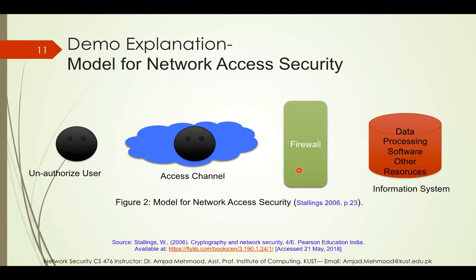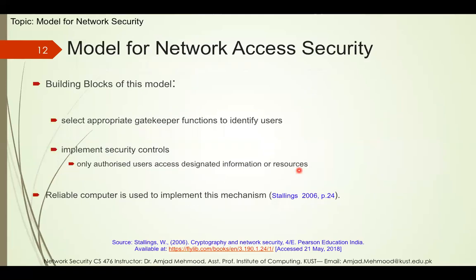He can get access over the channel, but he cannot reach the information system, because you have a firewall implemented over the edge, where he will be checked, and his authenticity will be checked. And if he shows his identity to that edge router or firewall, access will be granted. Otherwise he will face denial, and he will be thrown out of the system. So this is the model for network access security. These are the building blocks for network access security.